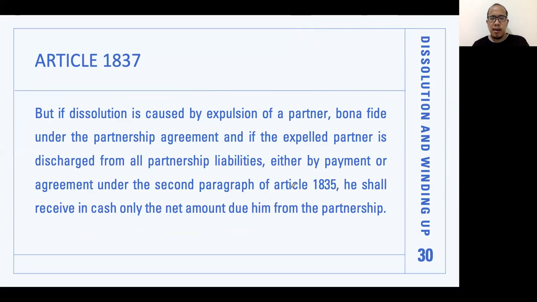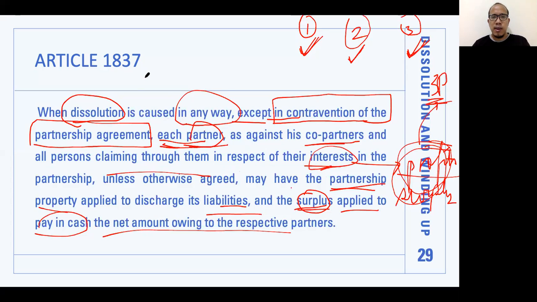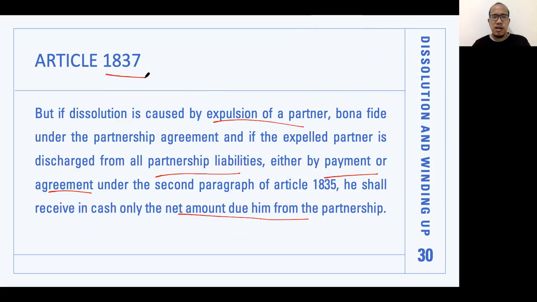But if the dissolution is caused by expulsion of a partner, bona fide under the partnership agreement, and if the expelled partner is discharged from all partnership liabilities, either by payment or agreement under the second paragraph of Article 1835, he shall receive in cash only the net amount due him from the partnership. So dito Article 1837, itong portion rather ng Article 1837, provides for another situation. Ito yung situation kung saan walang violation ng partnership agreement, yun yung naunang discuss natin. Itong portion na to ng Article 1837, ang ground for the dissolution ay expulsion of a partner. In-expel siya, tinanggal siya, which is bona fide under the partnership agreement.